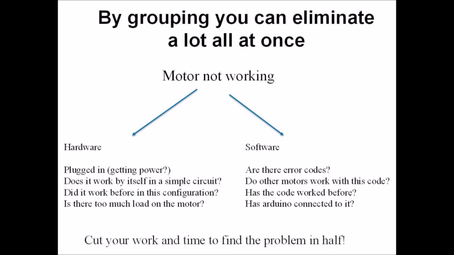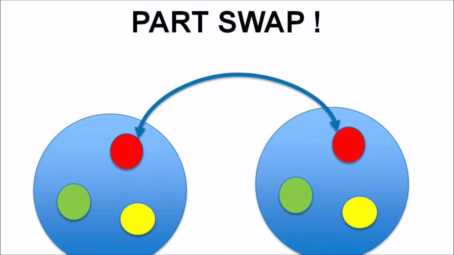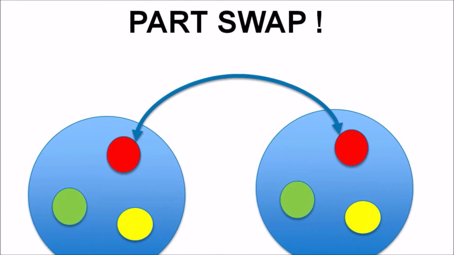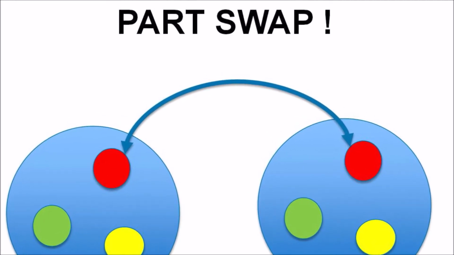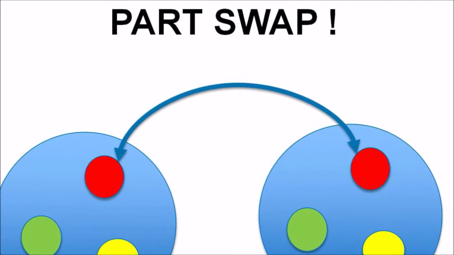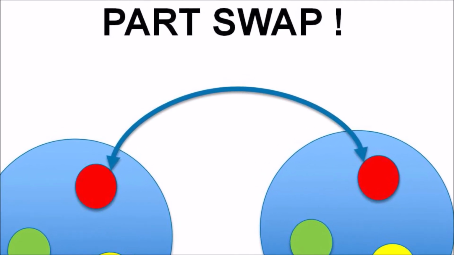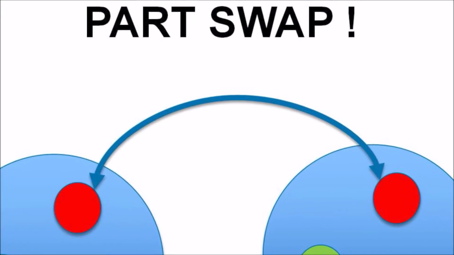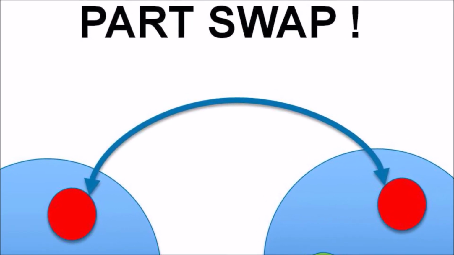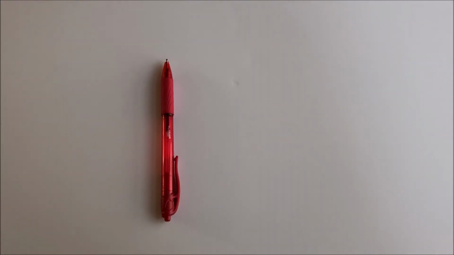With the stepper motor, our two big groups were the software and the hardware. One classic way to do that is the part swap. In a part swap, you divide the design into subsections and swap individual subsections one at a time with those from a working device. You are looking to see which subsection the problem follows. Let's do an example. This is an example of using a part swap to solve a problem.